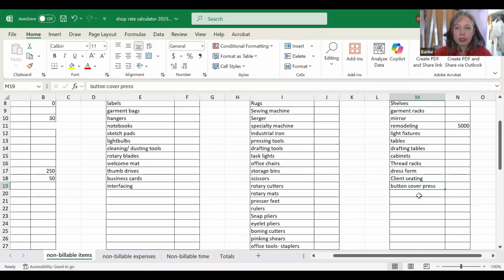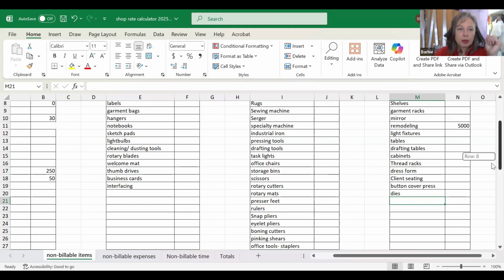Okay, if you have equipment like a button cover press or some of the heavy duty grommet tools, those things are like cast iron, they're lasting forever. That and the dies that come with it, put those in there. They're expensive and you want those covered in your overhead.